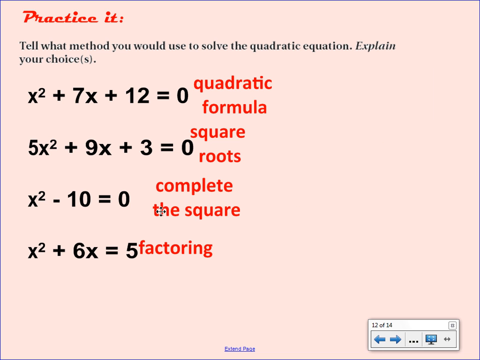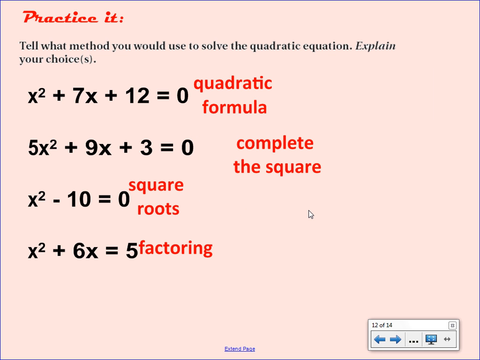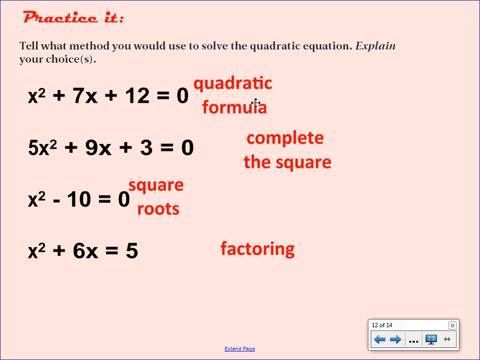I'm going to tell you not one of these is right. I say factoring goes to the second one. Why square roots on that one? Because there's no middle term. You just have to add 10 and take a square root. So that one is now all set.